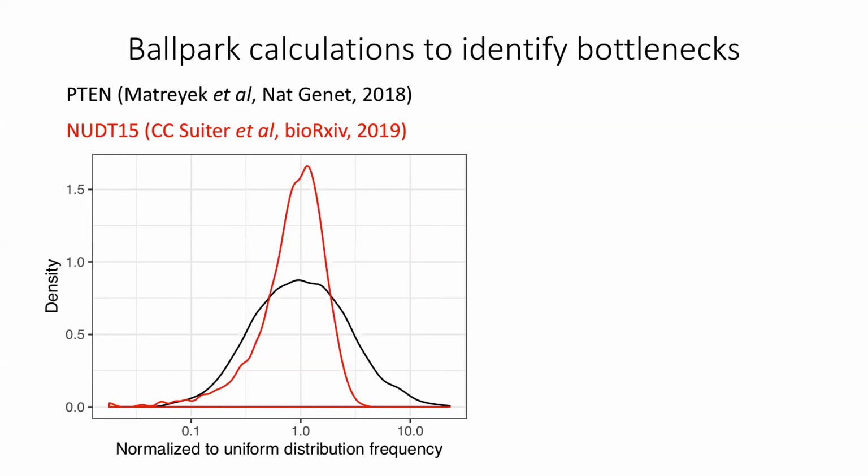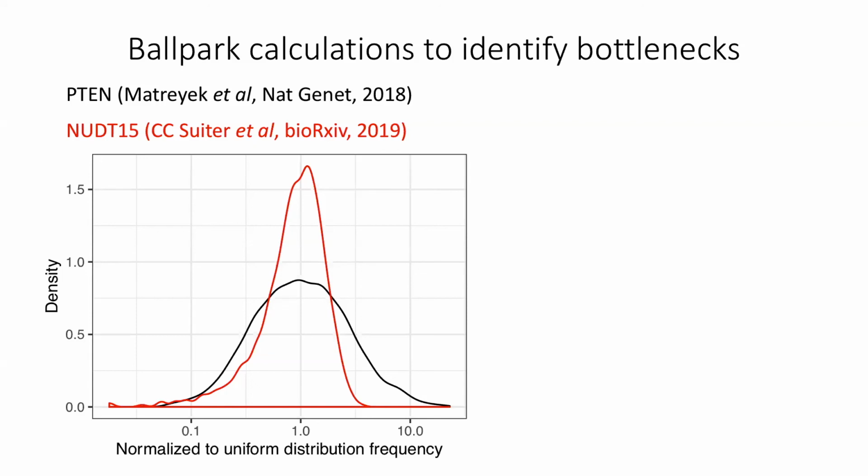And in my case, I'm comparing two different libraries. So again, the P10 one, and this is the frequency distribution in black. And then I'm also including another library I looked at closely, which is the NUDT15 one, which was published recently on bioRxiv by Chase Suter, who was at St. Jude, but now he's in the MCB program here, where they had a much tighter distribution, probably because they bought their library from Twist. And I think you can use these types of distributions for your ballpark calculations.